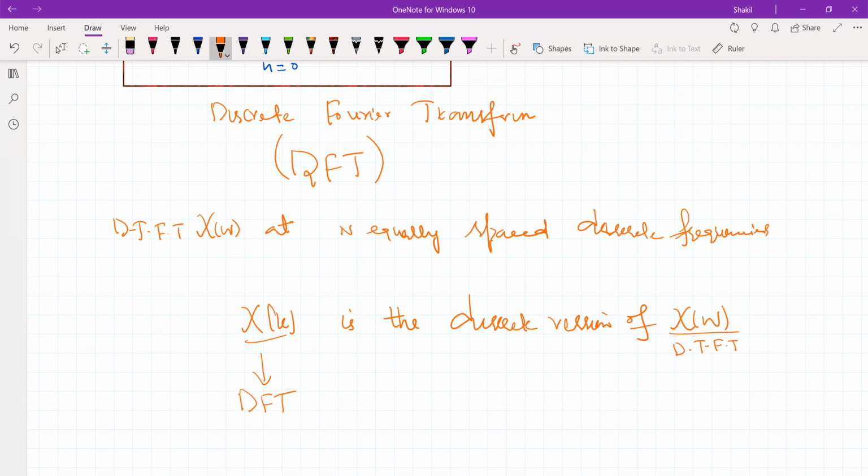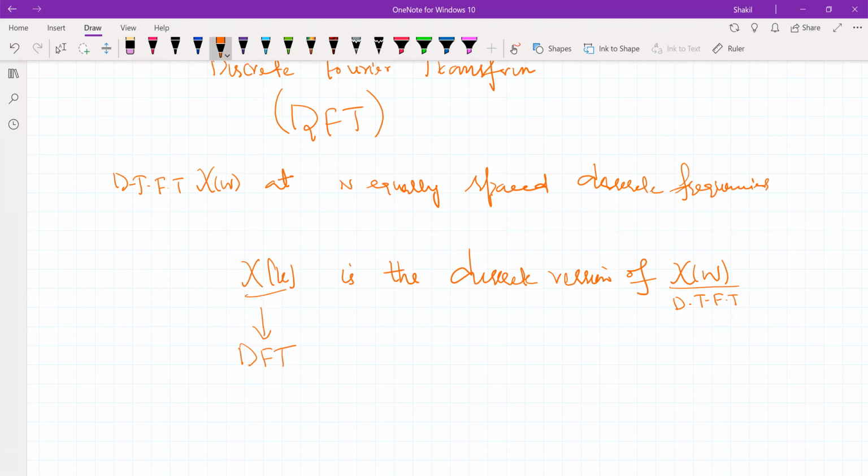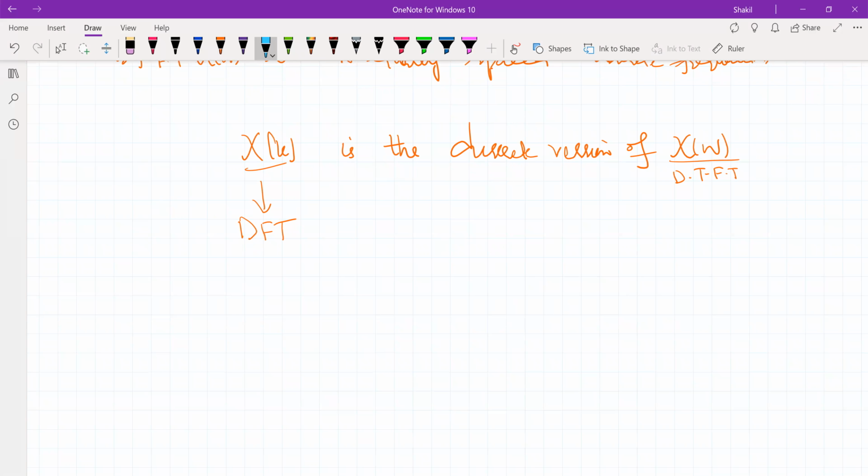All right. I hope you understood. This is very, very important. This is what the computer actually uses. The computer does not use the other three Fourier transforms. I already gave you the four Fourier transforms.